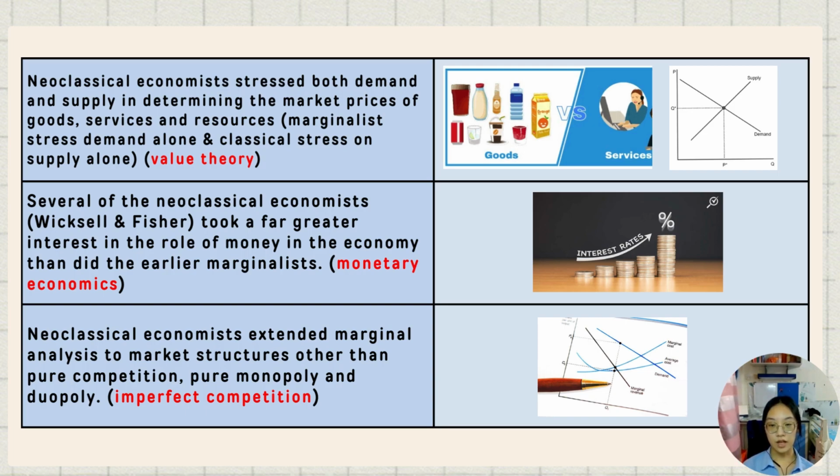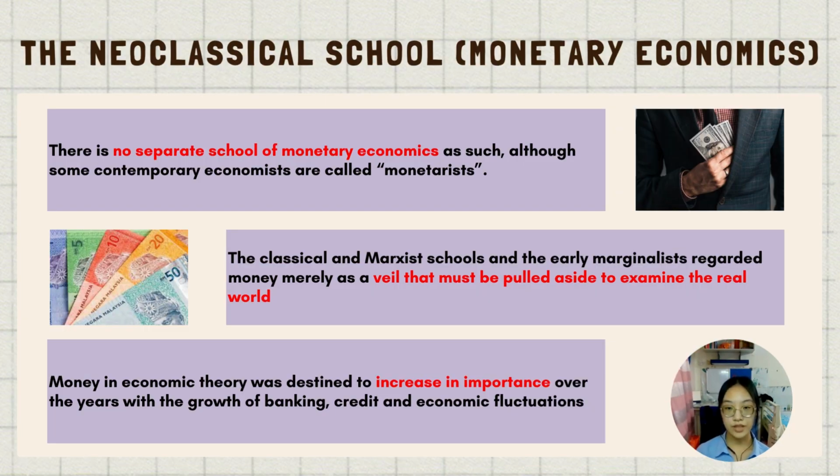Lastly is imperfect competition, where neoclassical economics extended marginal analysis to market structures other than pure competition, pure monopoly, and duopoly. There is no separate school of monetary economics as such. Although some contemporary economists are called monetarists, the classical and Marxist schools and the early marginalists regarded money merely as a veil that has to be pulled aside to examine the real world. They felt that money and prices are subordinate to more basic economic factors.